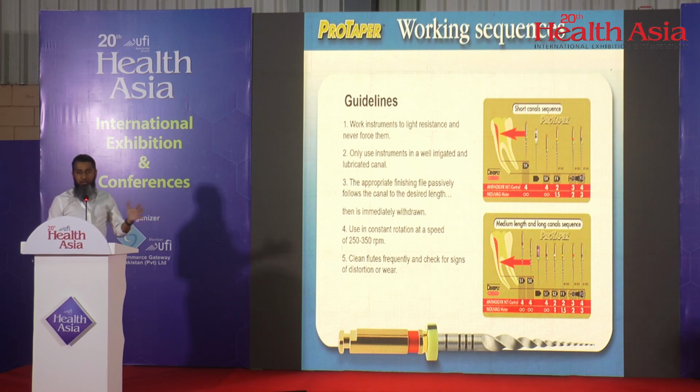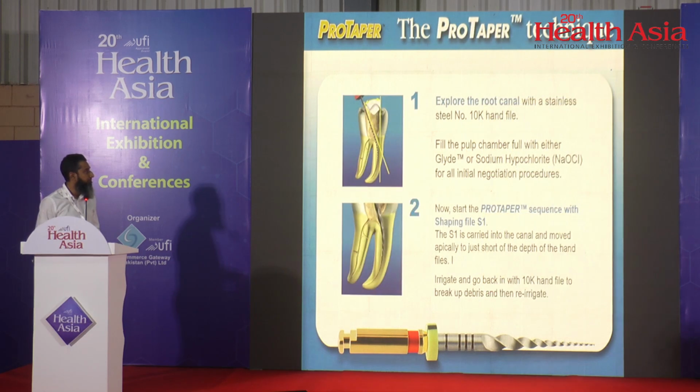You will get the guidelines about the speed by each manufacturer. Like for the ProTaper system, it's usually recommended that you can have the speed range between 250 to 350 RPM. And you need to clean the flutes of the file and inspect them frequently. As soon as you see any signs of distortion or wear, you need to discard the file.